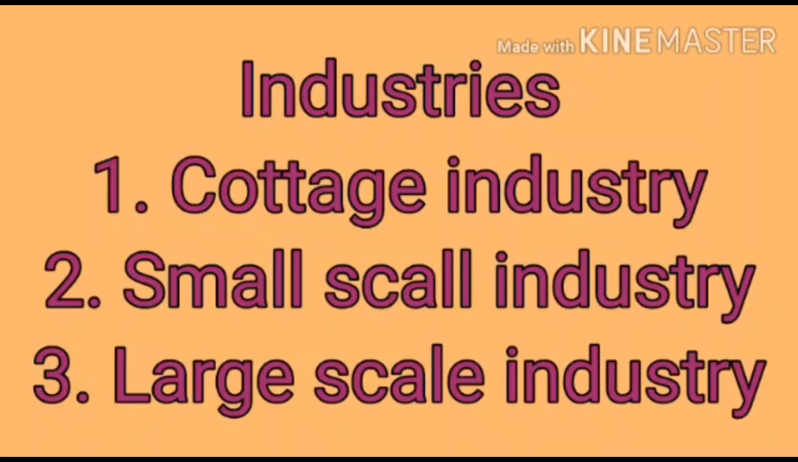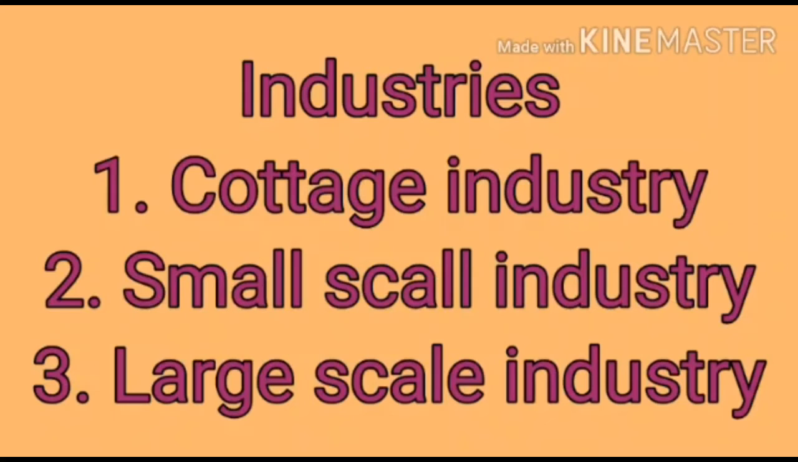So children, the industries we can classify into three types: cottage industry, small scale industry and large scale industry. In India, industries are classified in two ways: one, on the basis of number of workers and technology being used, and the other, on the nature of raw materials being used.